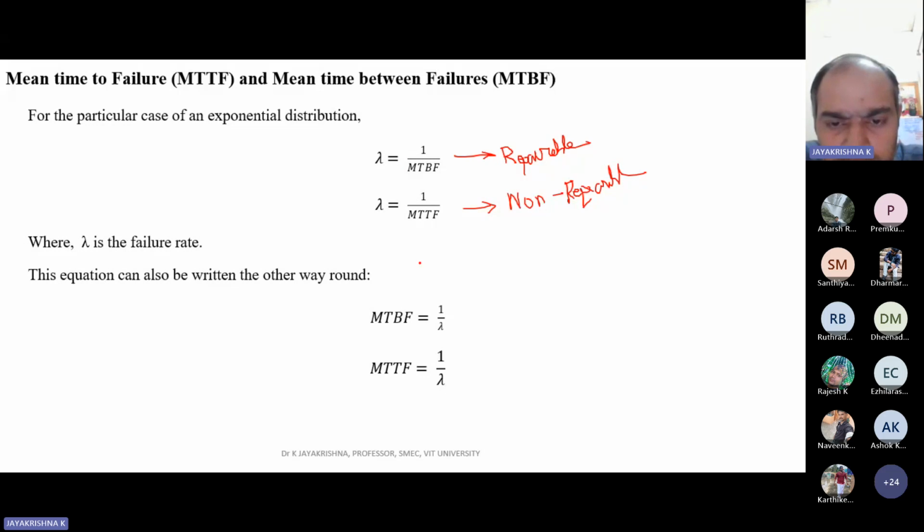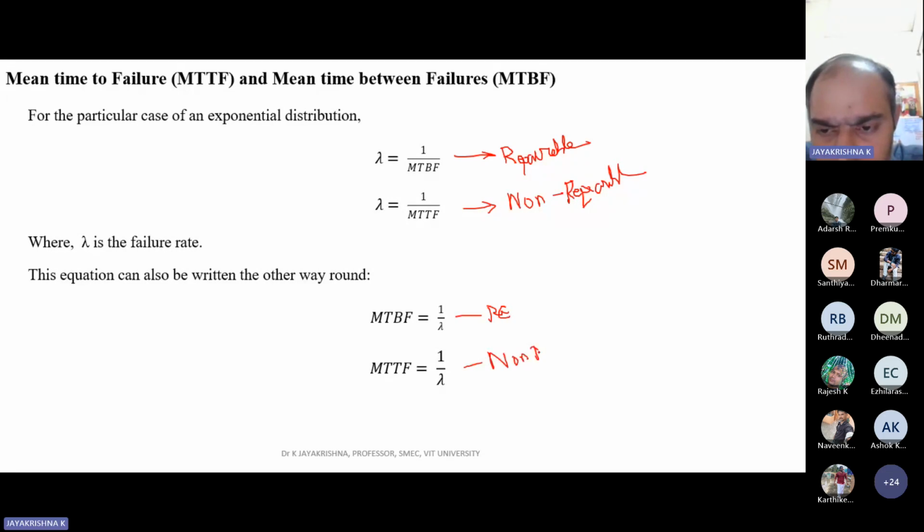Again, this equation can be slightly modified like this: MTBF is equal to 1 by lambda, MTTF is equal to 1 by lambda. Again, this is for repairable and this is for non-repairable.